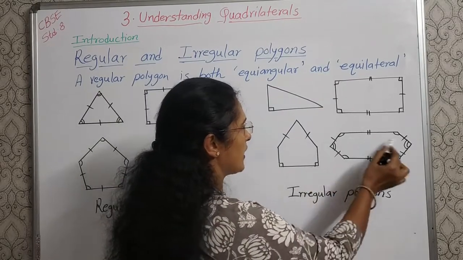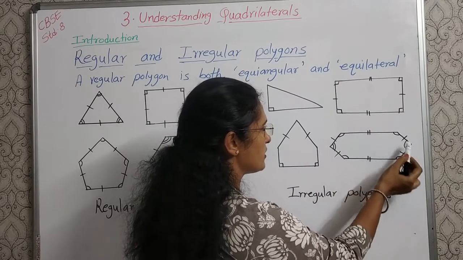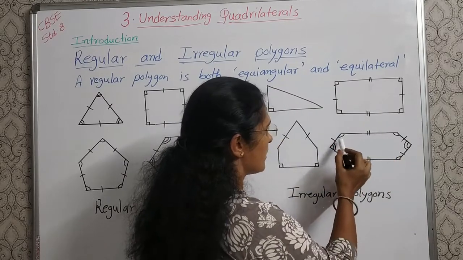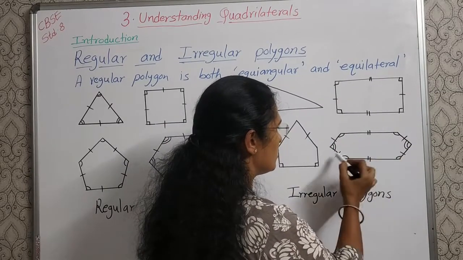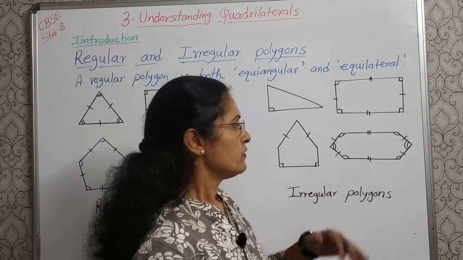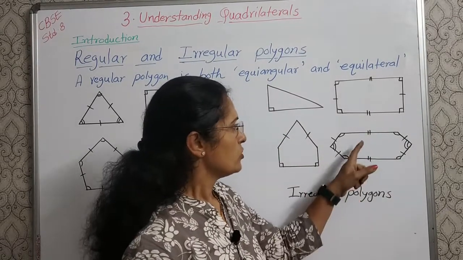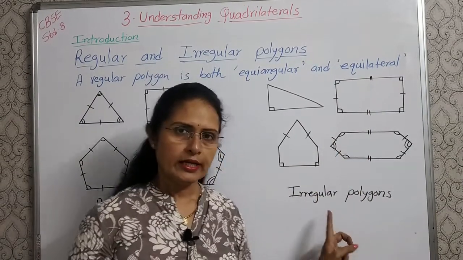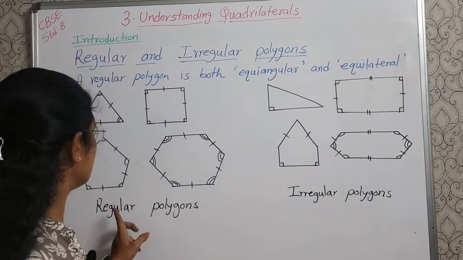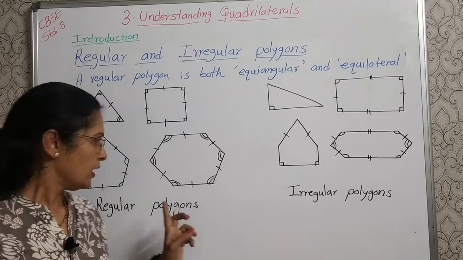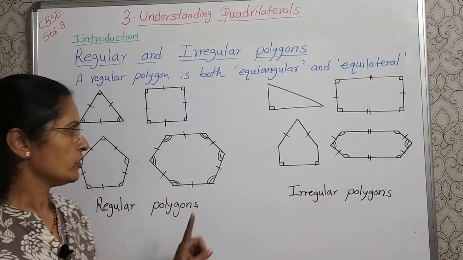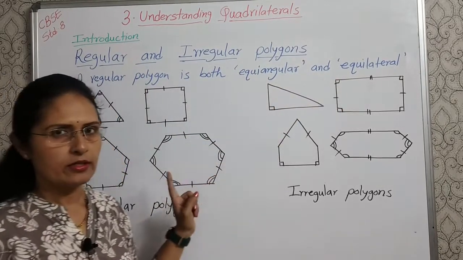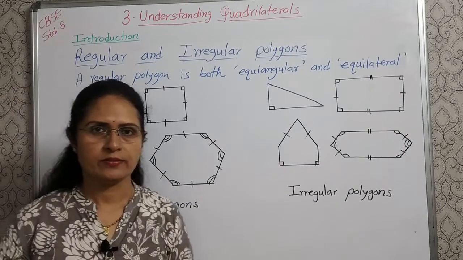And same here, the angles are shown different; four angles are the same but the other two angles are different from these four angles. Sides also, these two sides are the same but the other four sides are the same, which are different from these two sides. So this figure is also not equiangular as well as not equilateral, therefore this is also an irregular polygon. So this is how you can identify a regular polygon and an irregular polygon. Regular means it should satisfy the equiangular and equilateral conditions.